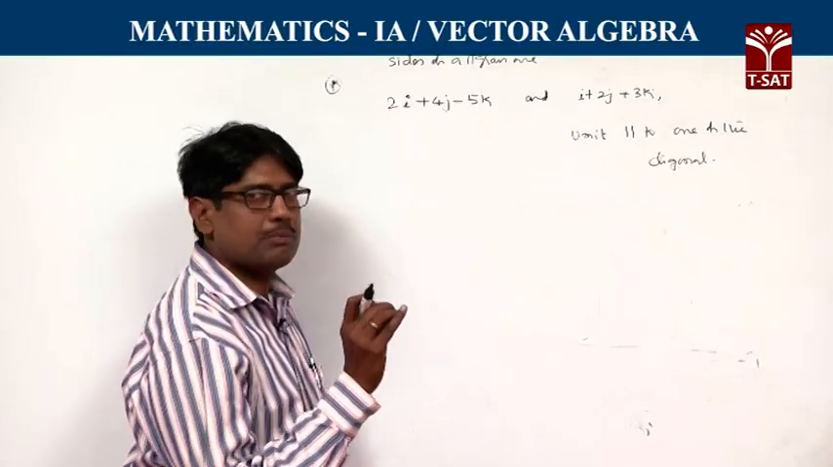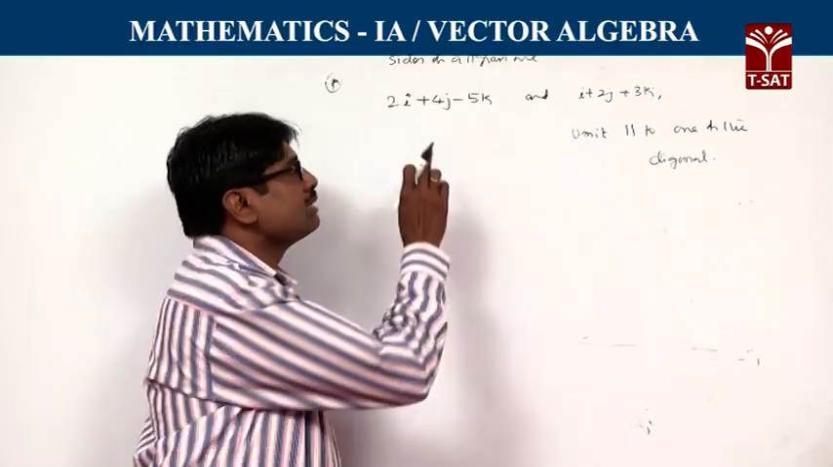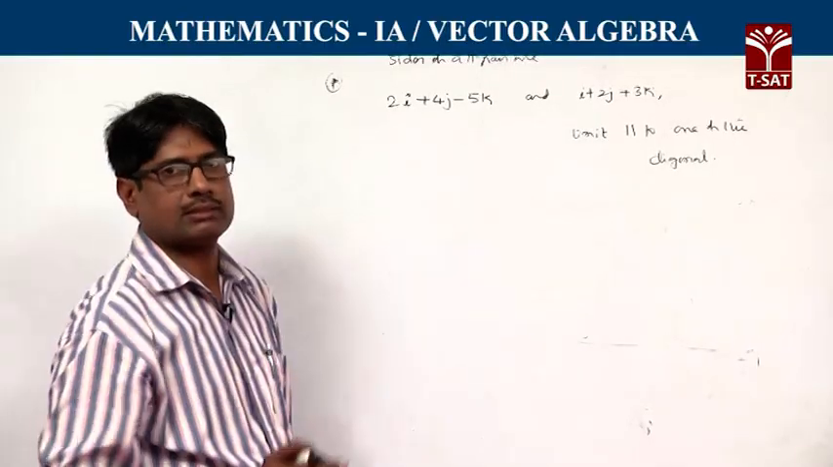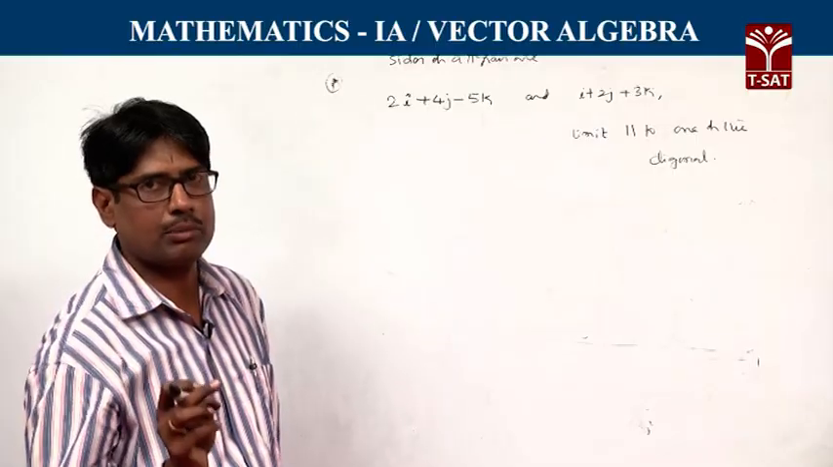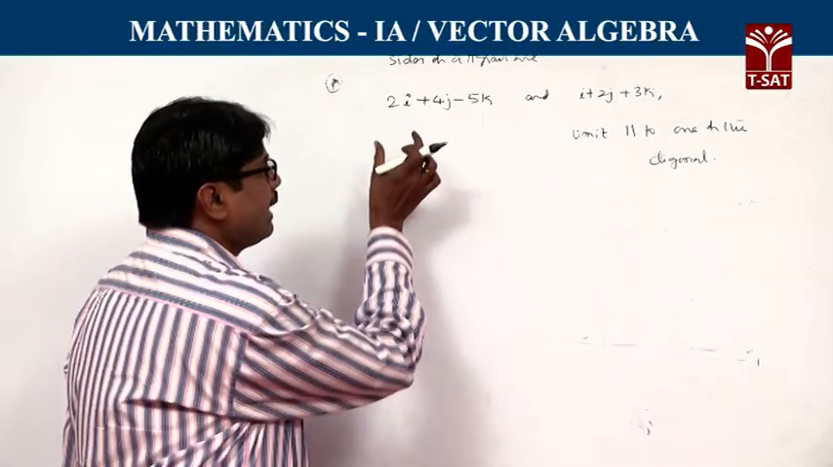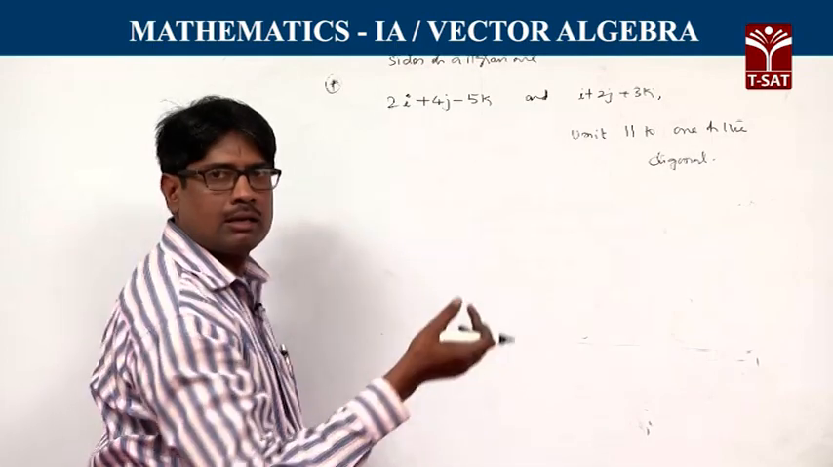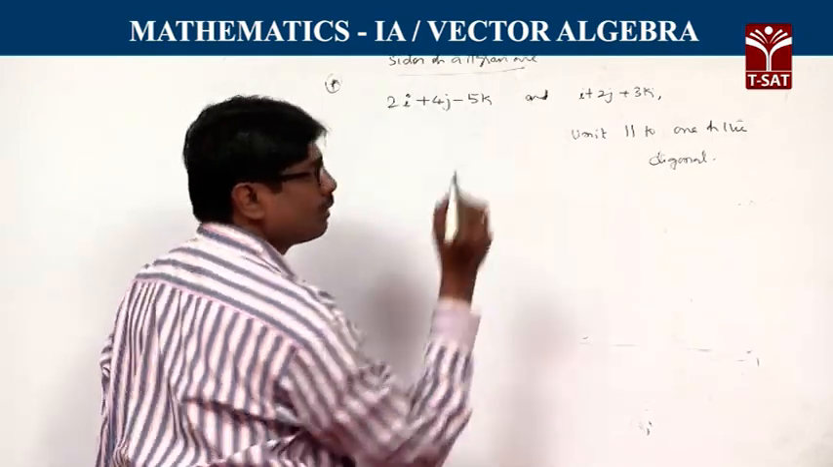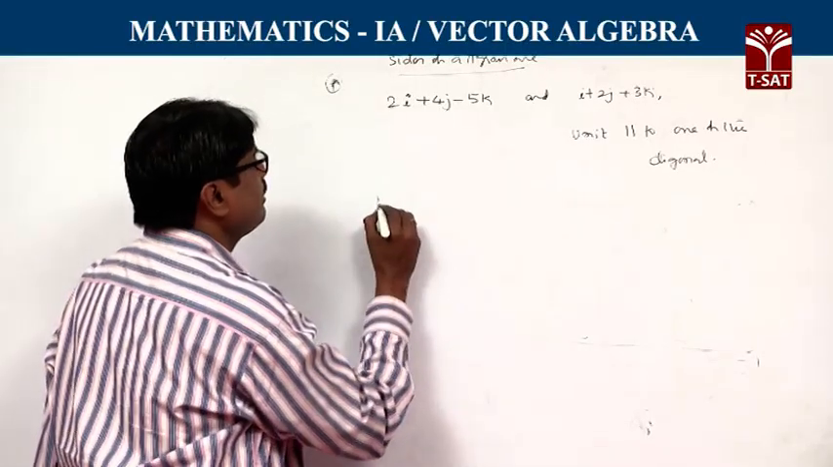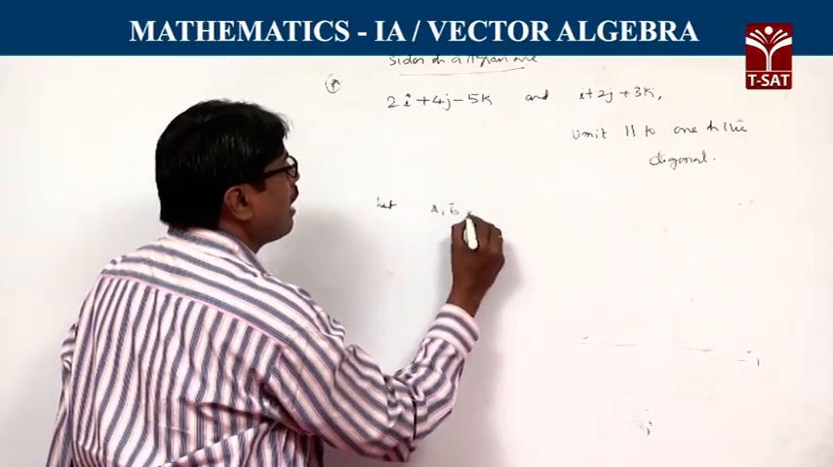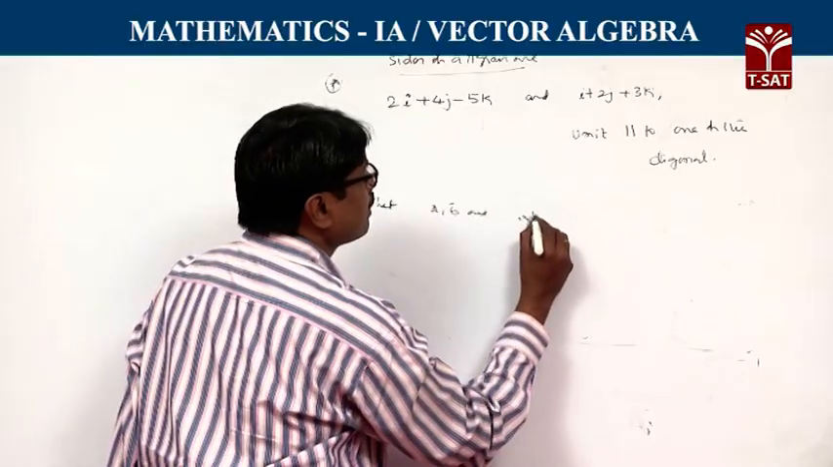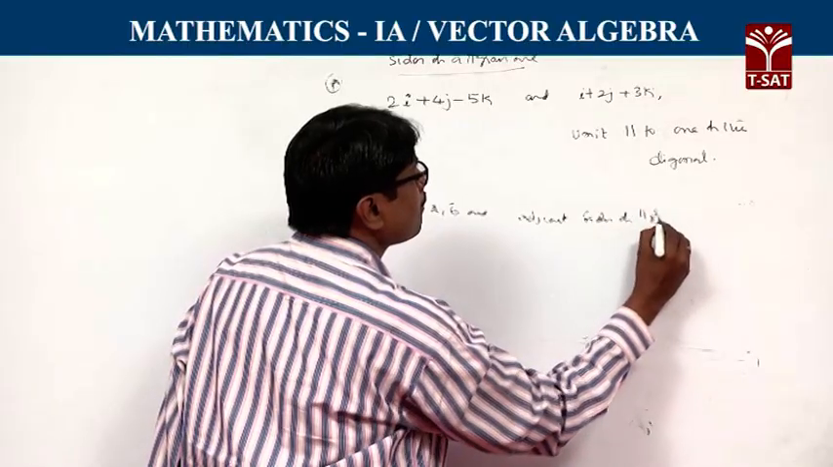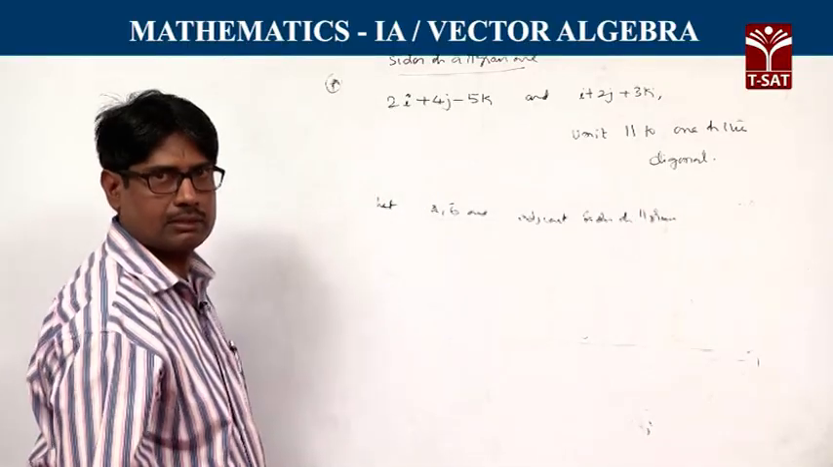In vector algebra there is only one kind of problem: the sides are given as triads and the points are also given as triads. Here in the given problem, consider a bar and b bar as adjacent sides of a parallelogram. First we will find their vectors.